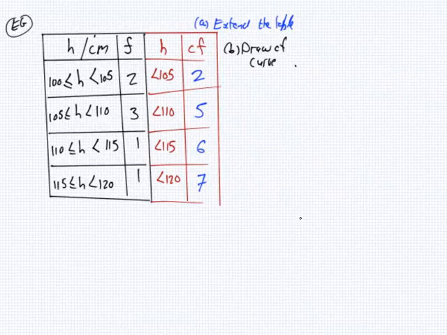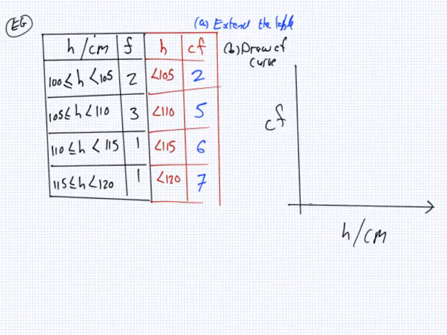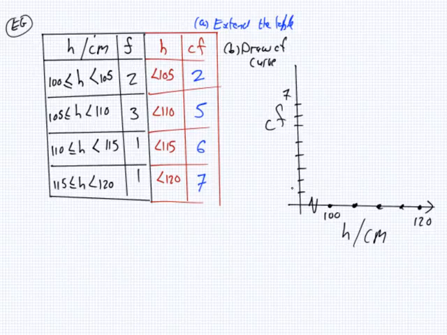So let's draw that here. So this is height in centimeters, this is cumulative frequency, and it starts at 100, 105, 110, 115, 120, and cumulative frequency goes 0, 1, 2, 3, 4, 5, 6, 7. And our first one is 105 and 2. Then 110 and 5. Then 115 and 6. Then 120, and 7. So the curve goes like this. So this is the cumulative frequency curve.